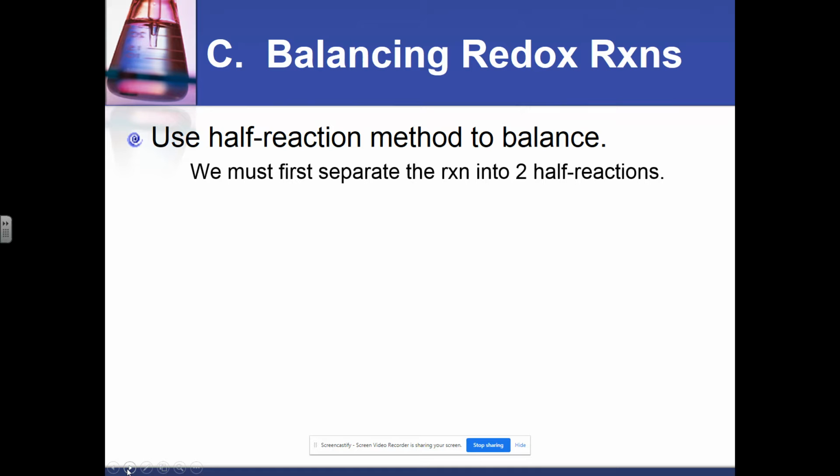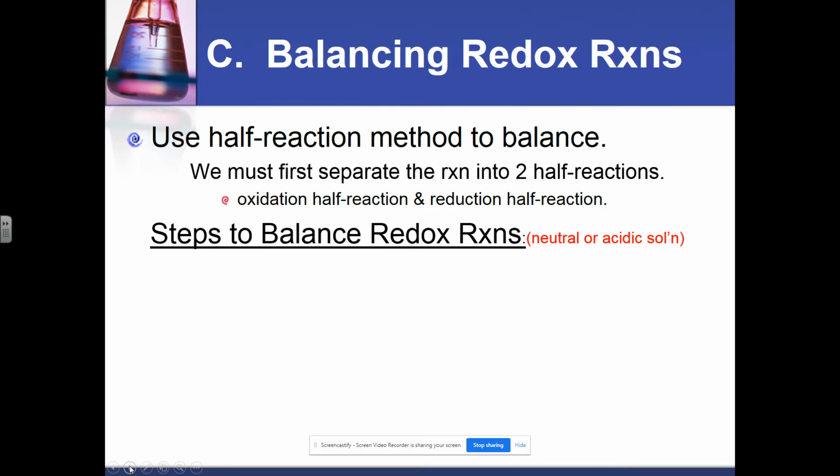So remember, there's an oxidation half reaction and a reduction half reaction. So you're going to separate the half reactions into two. Remember, two halves make a whole. You will have one that's an oxidation half reaction and one that's a reduction half reaction.